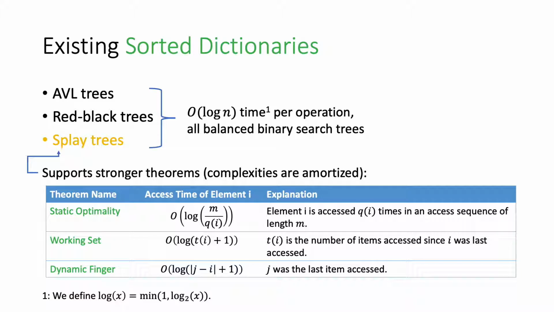The working set property says we can do it in log t_i time, where t_i is the number of items accessed since i was last accessed. And the dynamic finger property says we can access element i in the logarithm of the number of keys between j and i, where j is the last item accessed.